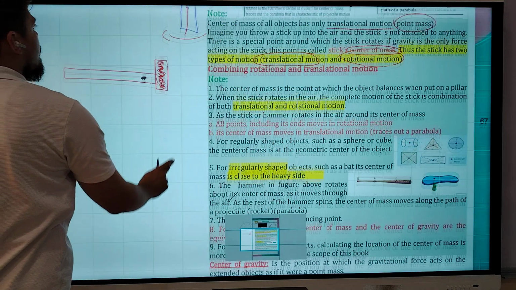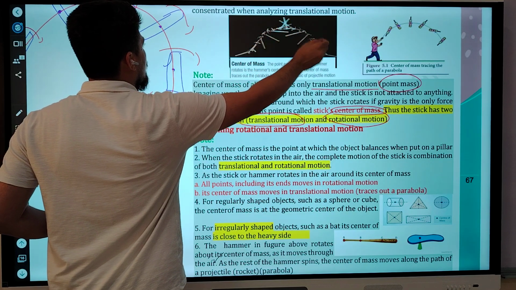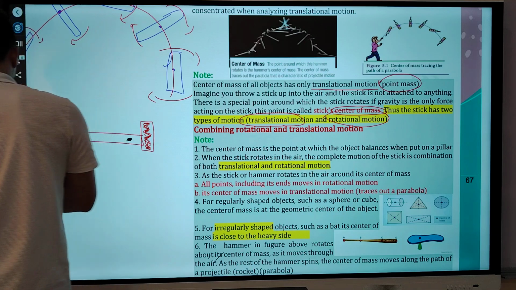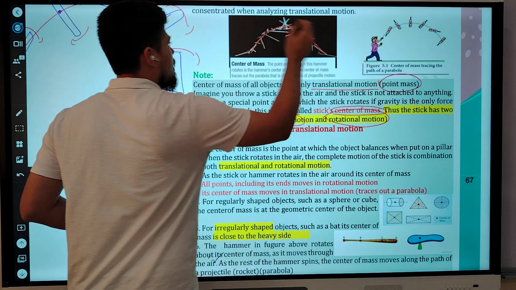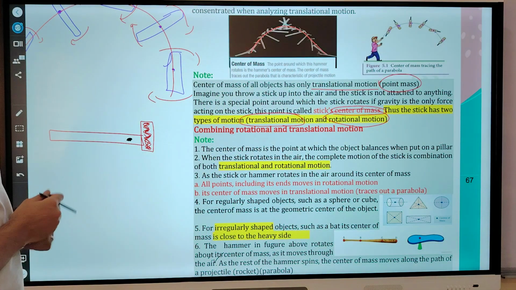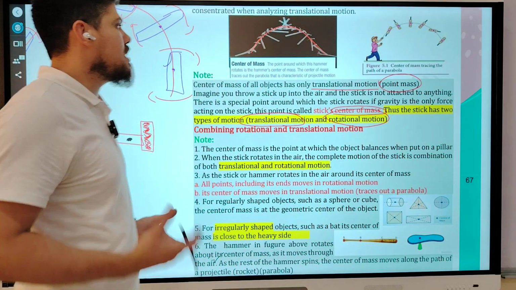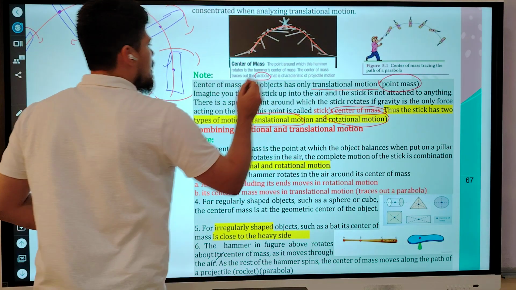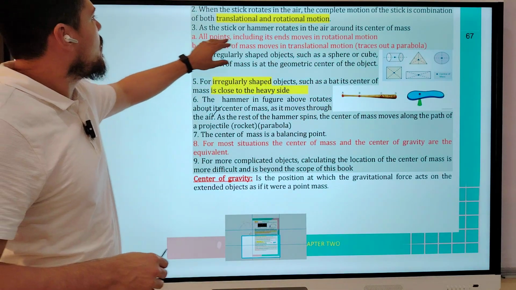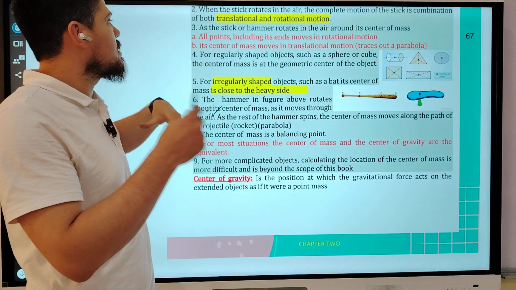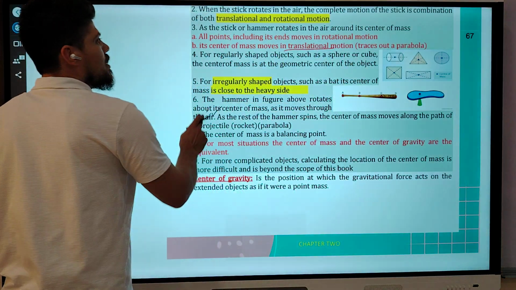When you throw the hammer into the air, this is the center of mass moving in a translational motion, tracing a parabolic shape in the absence of air resistance. The point around which the hammer rotates is the hammer's center of mass. The center of mass traces out a parabola, which is characteristic of projectile motion. All other points move in rotational motion. When you throw a stick or hammer into the air, its center of mass moves in translational motion only, tracing a parabola.